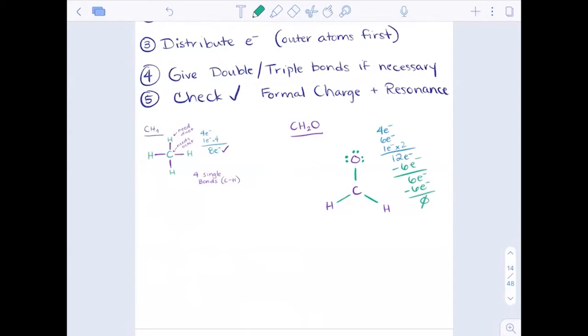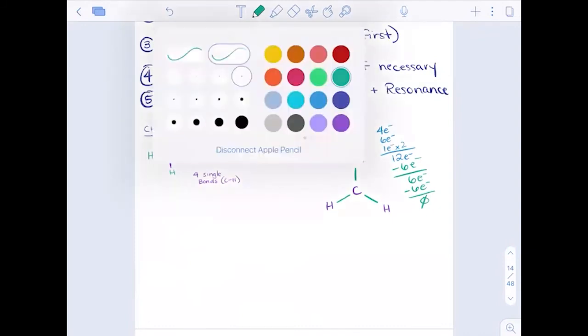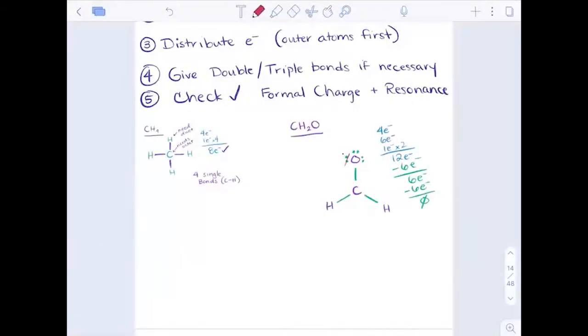But let's look again, now we have to move to number 4. Do I need to give double or triple bonds? Well, the only way to answer that is to ask, does everyone have their octet? No, carbon doesn't, but I don't have any more electrons to give. So instead, I have to get rid of 1 lone pair and share it between the oxygen and the carbon. So the oxygen and the carbon have what we call a double bond.